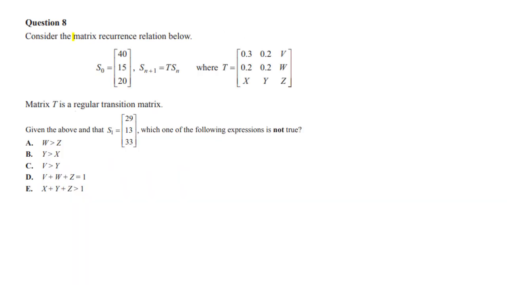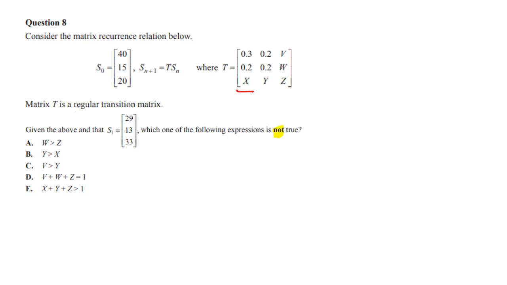So we have a matrix recurrence relation. We've got the S naught, and then the next term equals T times Sn, and they've given us T. They've given us S1 down here, but what they haven't given us is the values for X, Y, Z, and V and W. So we can't do anything down here until we get those things and work out then which one is not true. All right, let's have a look at what we can do quite quickly and easily.